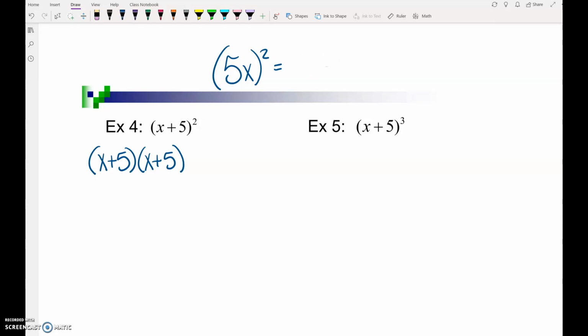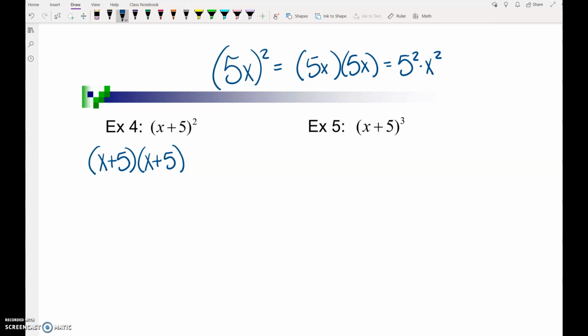Up here, 5x squared also means 5x twice. But when it's multiplication, that means you're multiplying the 5 twice, you're multiplying the x twice, so that works. But with addition, it doesn't work that way. You have to do that binomial times itself.